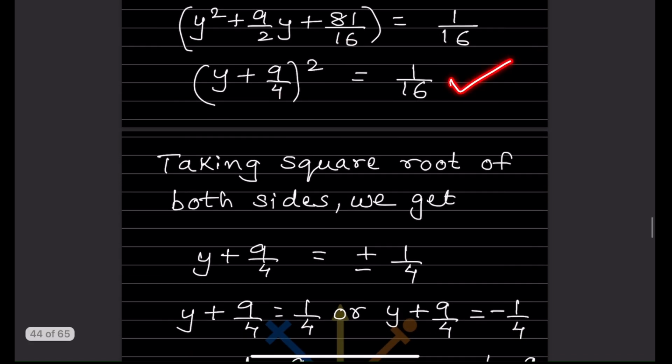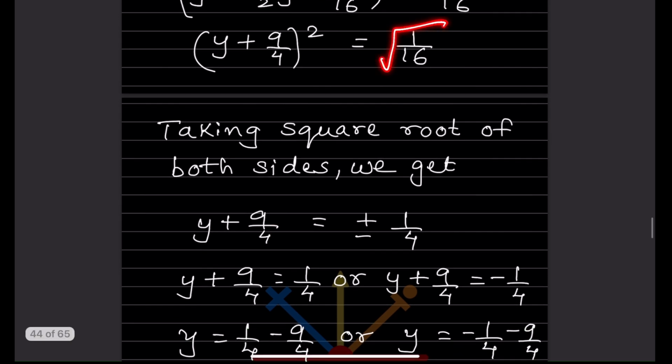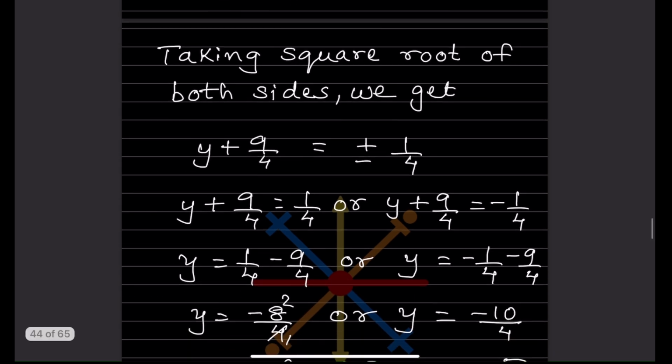Now at this stage, we will take the square root of both sides. So when you take the square root of this one, you will get y plus 9 by 4, and this will be, 16 is a perfect square, so that is going to be 1 by 4. That will be plus or minus 1 by 4. So this will be y plus 9 by 4 is going to be 1 by 4, or y plus 9 by 4 is going to be here minus 1 by 4.